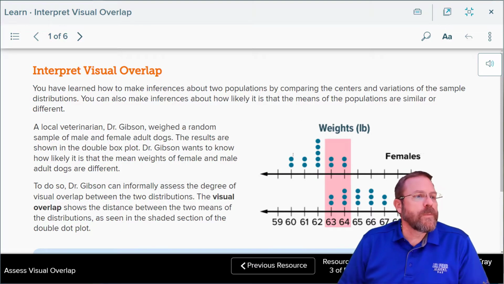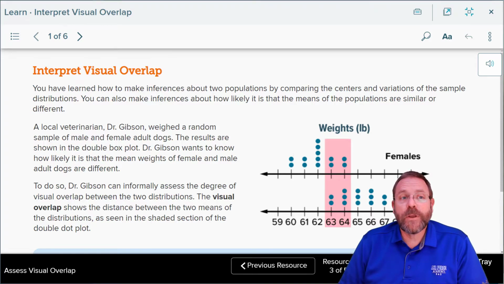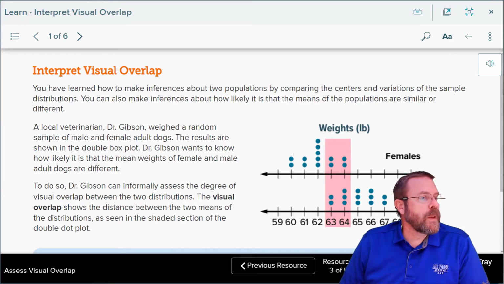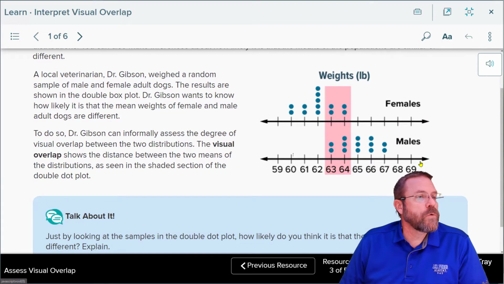Now, you have learned to make inferences about two populations by comparing the centers and the variations of the sample distributions. You can also make inferences about how likely it is that the means of the population are similar or different. A local veterinarian, Dr. Gibson, weighed a random sample of male and female adult dogs. The results are shown in the double box plot. Dr. Gibson wants to know how likely it is that the mean weights of the females and the mean weights of the males are going to be different.